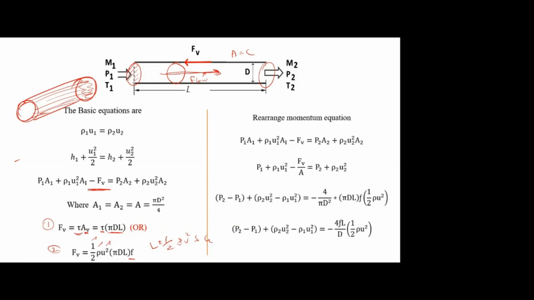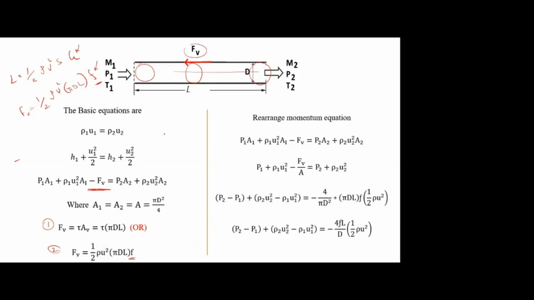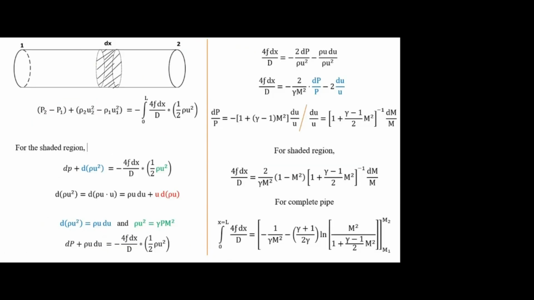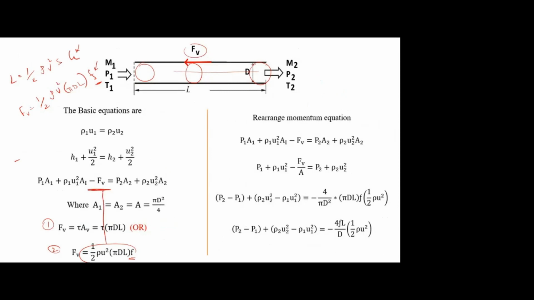So half rho u squared, and here the force acts on this circumference, so it is pi dl. Then instead of CL, here I am taking f, the friction coefficient. CL is the lift coefficient. Similarly, I could mention Cf also, but they have simply mentioned f. So the friction coefficient. I can write it in two ways, but this one I am going to use for the further derivation. Is that clear? So now this component I'm going to substitute here.